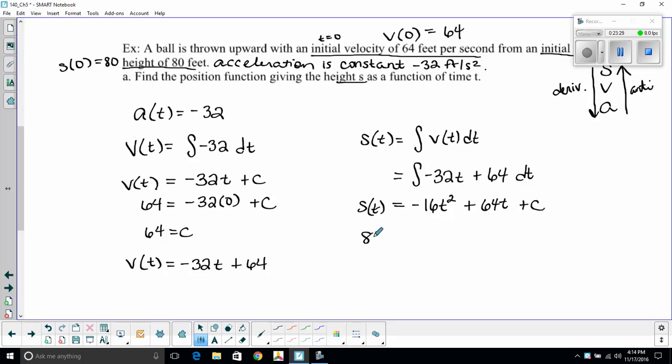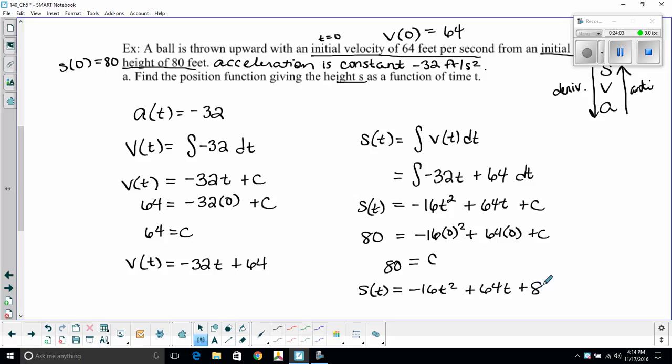And then we know that it starts at a height of 80 feet. So 80 equals negative 16t squared plus 64t, oops, not t, it would be negative 16 times 0 squared, plus 64 times 0 plus c, so c is 80. So then s of t equals negative 16t squared plus 64t plus 80. That is the particular equation.